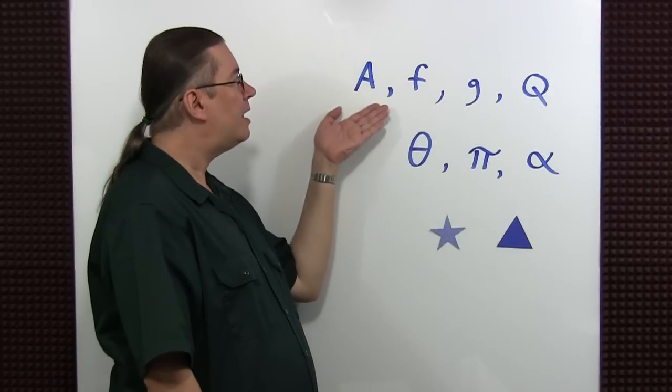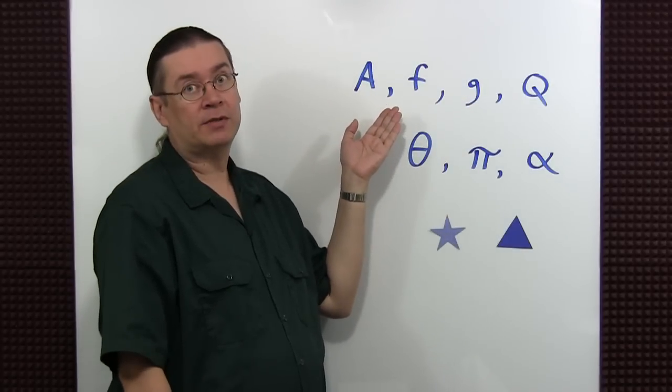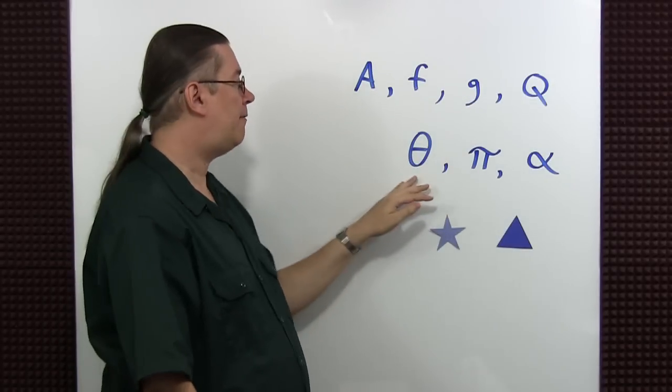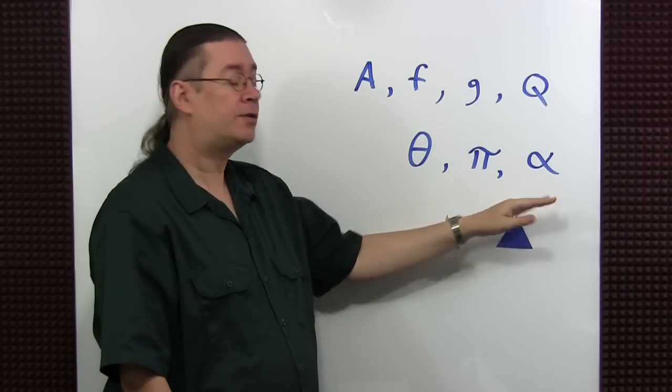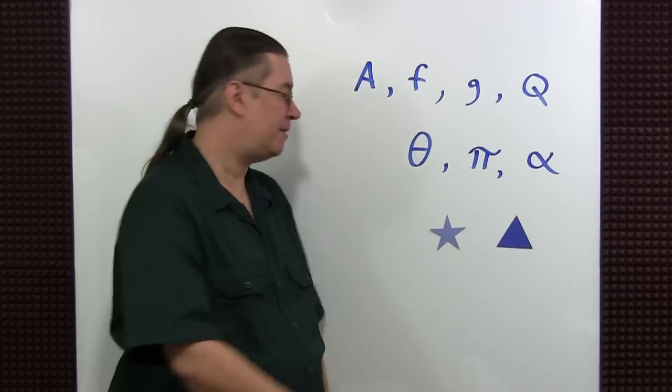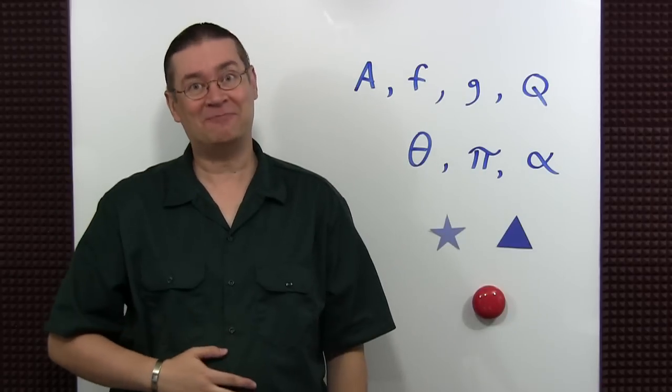Typically, letters from the English alphabet are used to represent these symbols, but you can also use letters from other alphabets, for example, the Greek alphabet. You can also use different types of shapes, or my favorite, candy-coated chocolate.